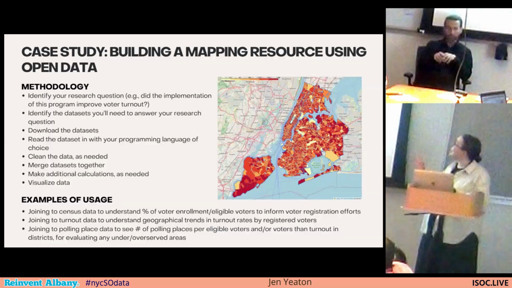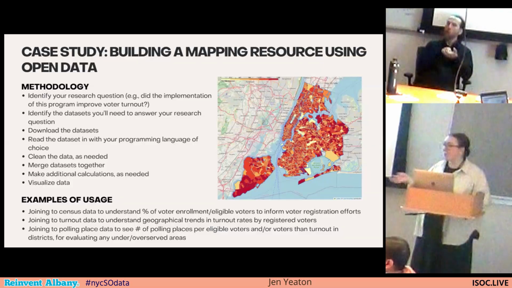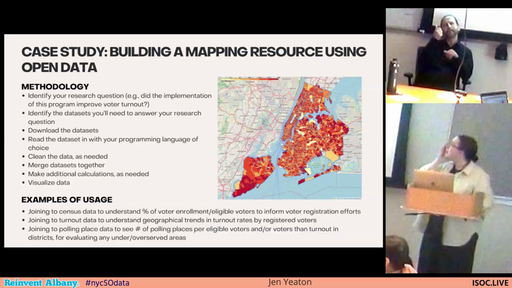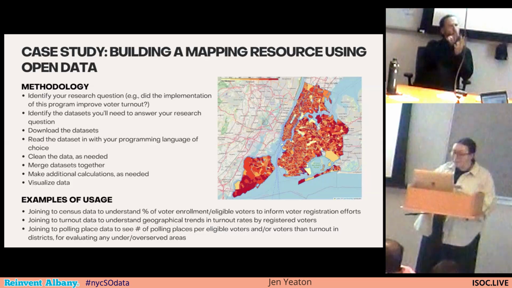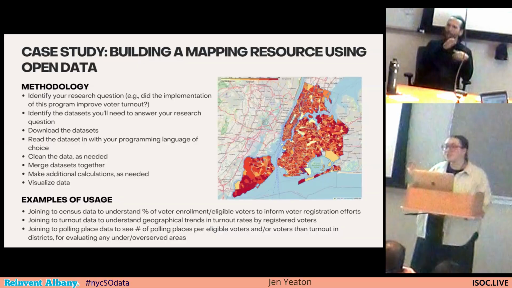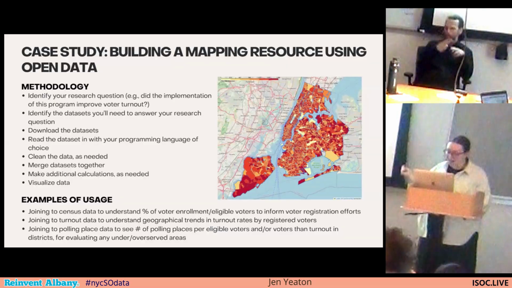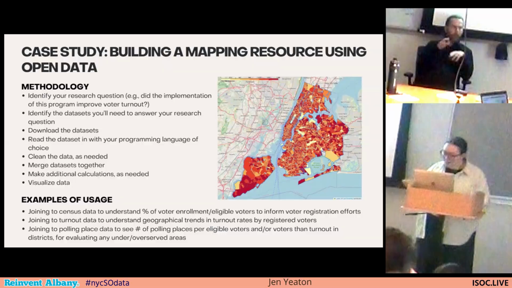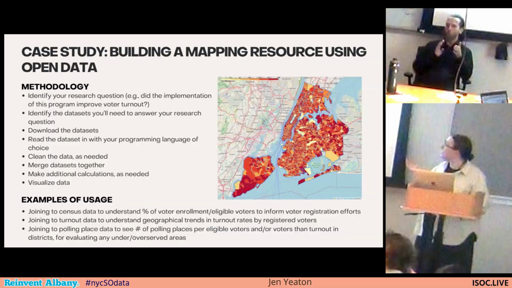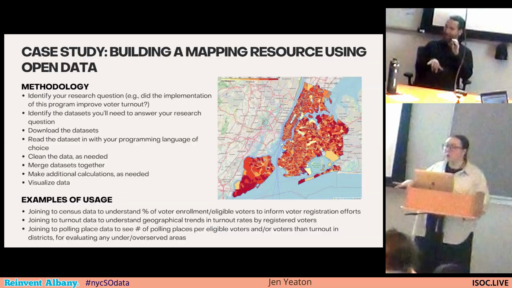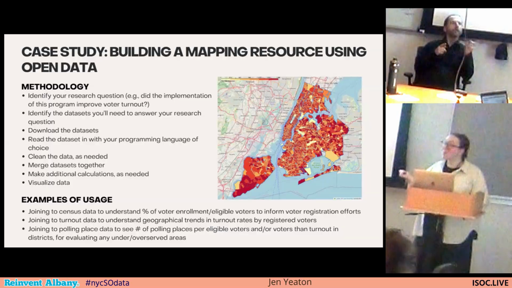For example, here we thought it would be interesting to look at voter enrollment by election district. So we needed two data sets: the shapefile of election districts from Open Data, which Malika mentioned, along with enrollment data by election district from the New York State Board of Elections. Then you would identify these data sets, download them, and feed them into your program of choice. Malika mentioned that you might need to do a little cleaning.